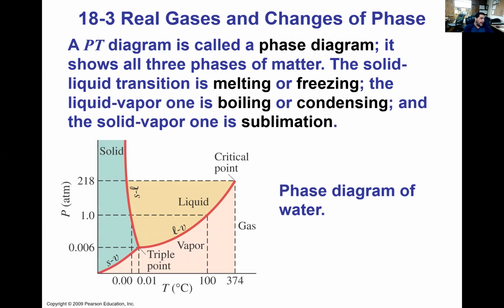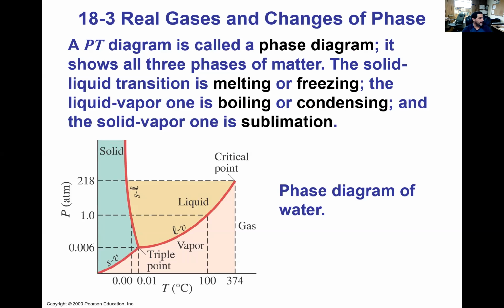A pressure temperature diagram is also called a phase diagram. Temperature is on the x-axis, pressure in atmospheres is on the y-axis. Temperatures are given in degrees Celsius. So the phase diagram of water is what's shown in this figure. It shows all three phases of matter. We're ignoring plasma, so we're just looking at solid, liquid, and gas.